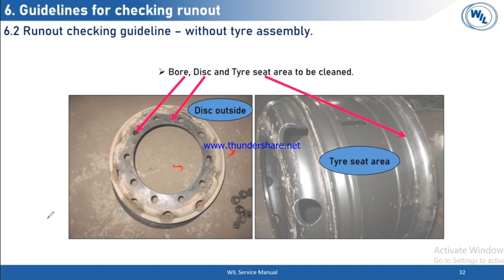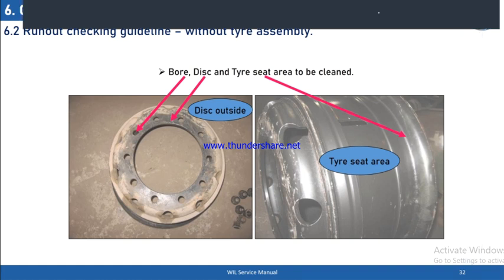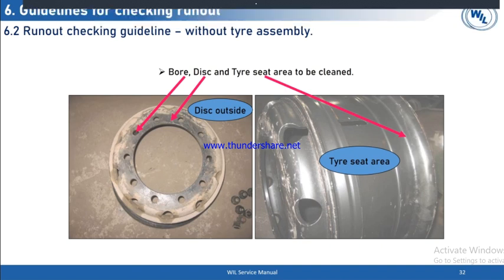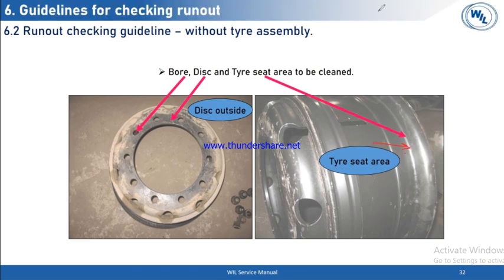Before that, in the warranty period, whenever we have this issue of runout, we will take this wheel rim and clean the runout areas at the bore location, bolt hole location, then this particular tire seat region. So this is the particular area where the tire is getting seated, which is the most important area.